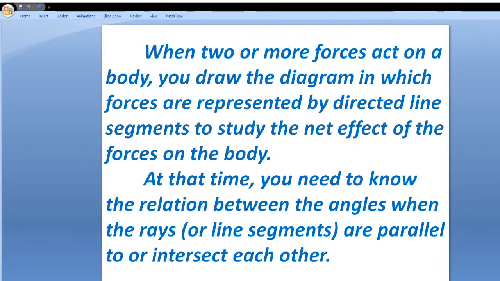Okay. So, when two or more forces act on a body, you draw the diagram in which forces are represented by directed line segments to study the net effect of the force on the body. All these things you study in science. At that time you need to know the relation between the angles when rays or line segments are parallel to or intersect each other.